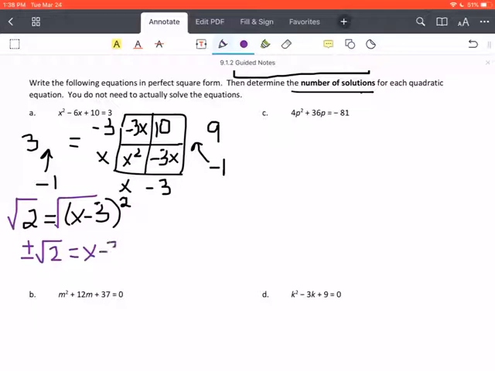Now going back to the question, it says the number of solutions. So how many solutions are going to result? We see that we are going to have 2 solutions because of the plus or minus. So this quadratic equation is going to have 2 values of x that will make it true.